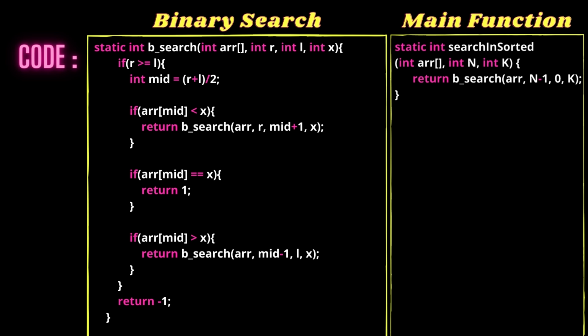If the value at index M matches with the search key, we return 1. And if it's not, at last we return -1.